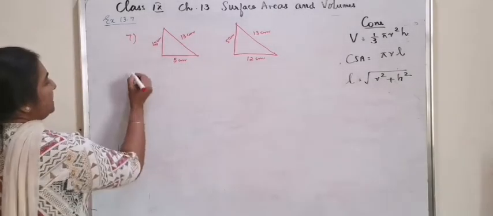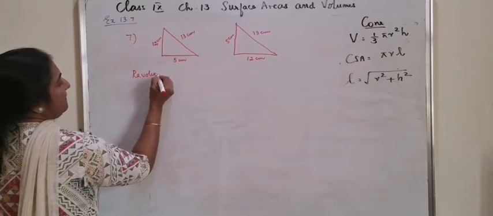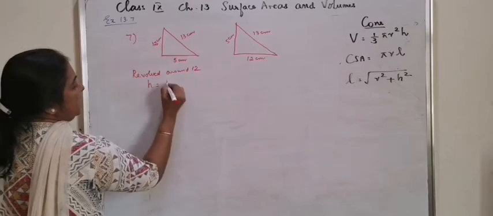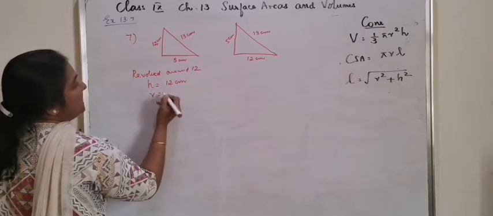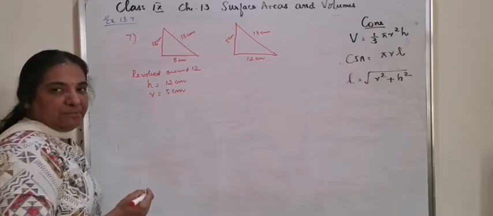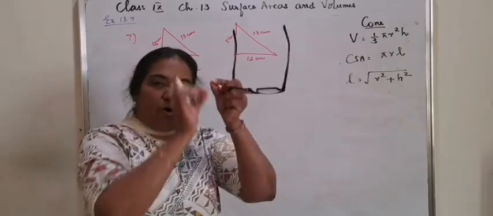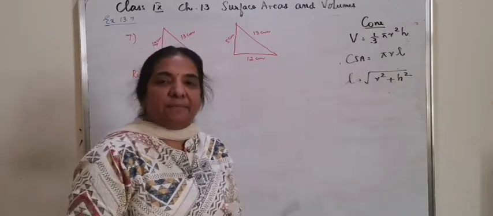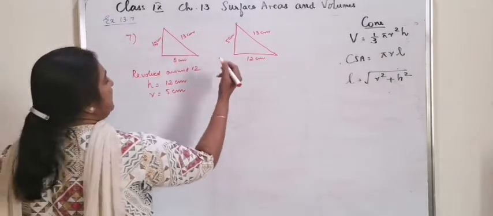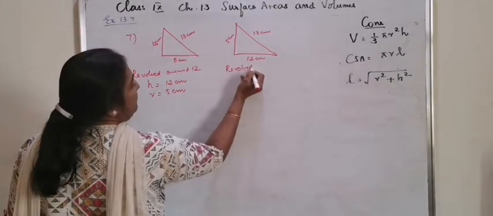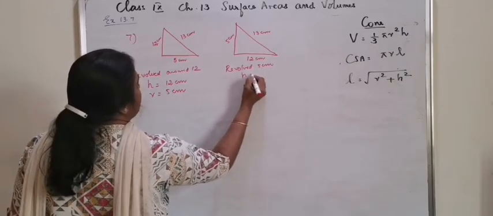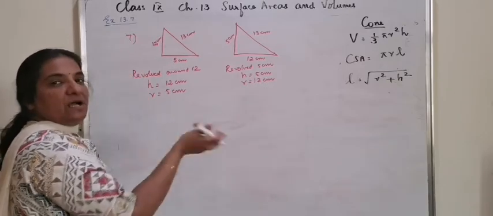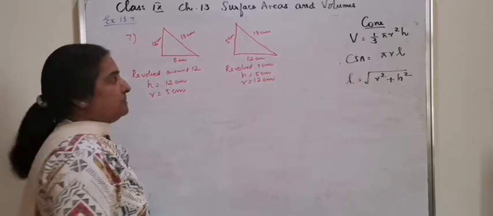If the triangle is revolved around 12, that means the height is taken as 12 centimeter and the radius is taken as 5 centimeter. Because when I explain the solid, the altitude is taken and the rotation is given with the other vertex. Similarly, in this figure, if it is revolved around 5 centimeter, the height is taken as 5 centimeter and the radius is taken as 12 centimeter. This is how the cones will be formed.